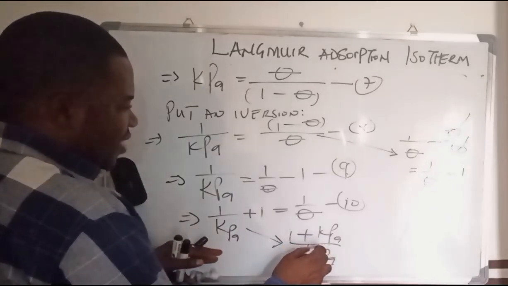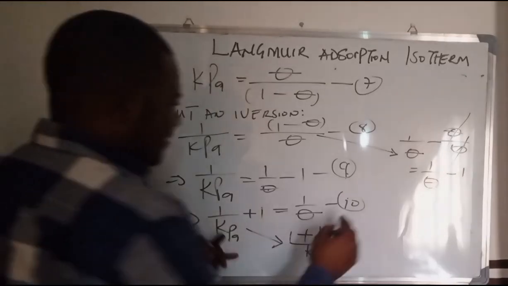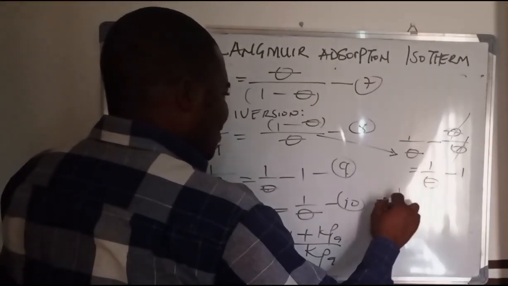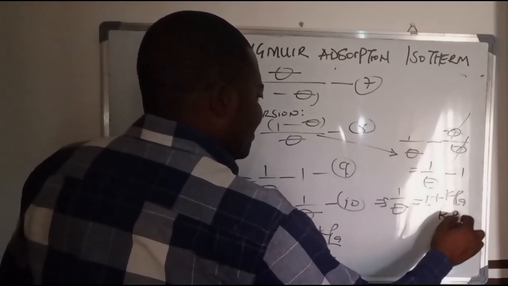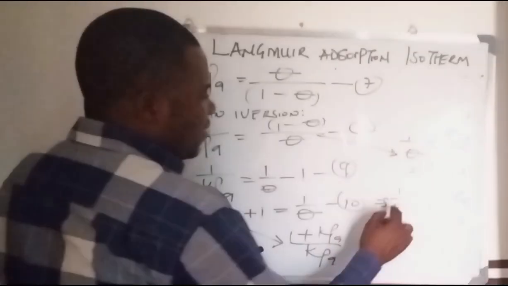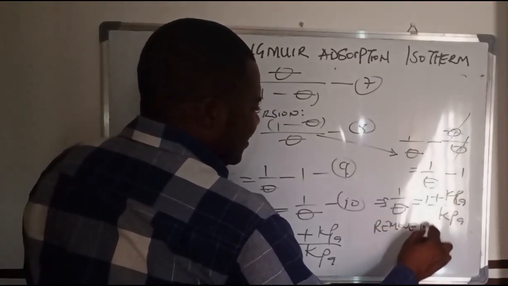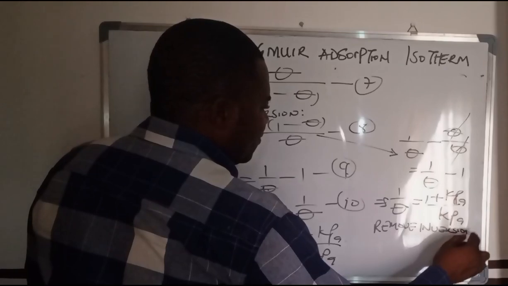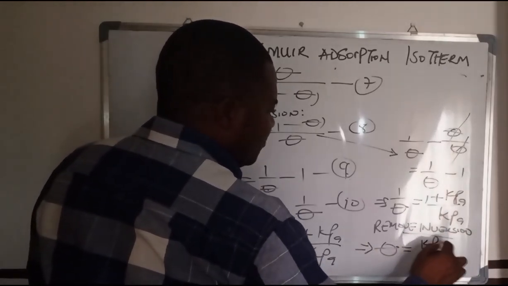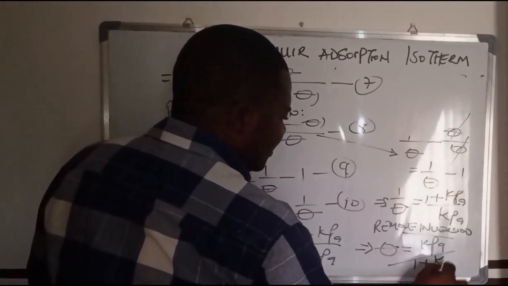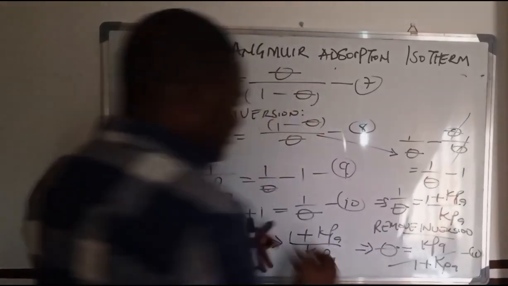So this is what you have, and this equation will now equate with this. Okay? So we can now say that 1 over theta is equal to 1 plus KPa all over KPa. And when we remove the inversion, you will now have theta is equal to KPa all over 1 plus KPa. Now, that is your equation 11.